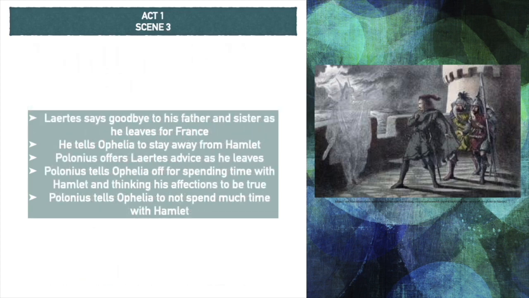Scene 3. Laertes says goodbye to his father Polonius and his sister Ophelia as he leaves for France. And here we have the introduction of Ophelia, and we hear about how Hamlet has been paying attention to Ophelia and spending time with her. And Laertes warns Ophelia to stay away from Hamlet, and he gives a bunch of reasons as to why, which we won't get into now, but when I do the quotes video, hopefully soon, I'll explain all those different reasons using those quotes and what Laertes says to Ophelia about why she should stay away from Hamlet.